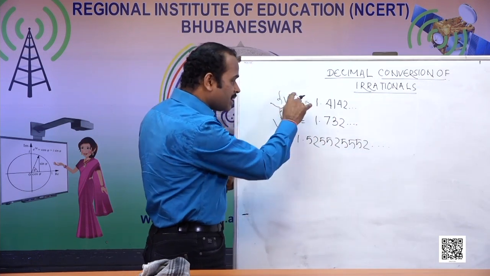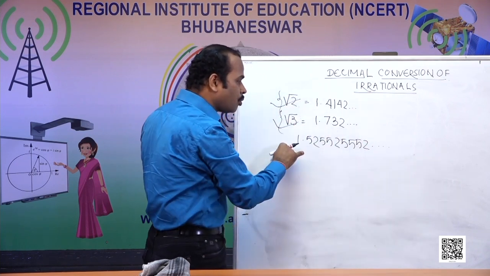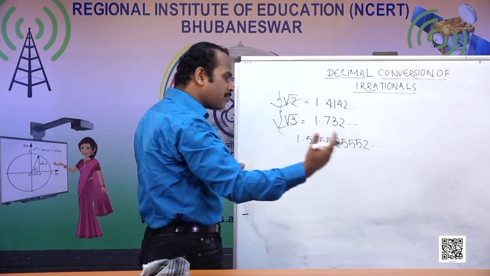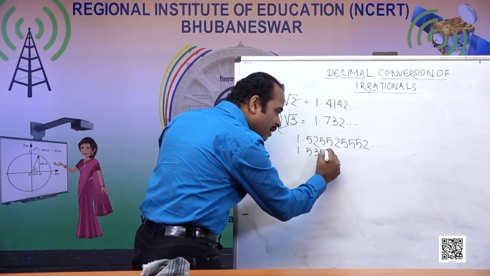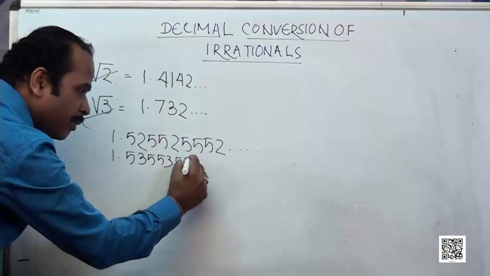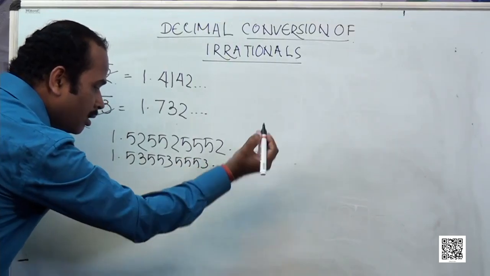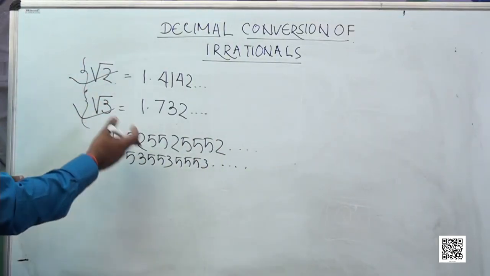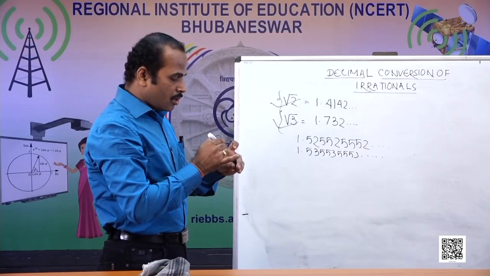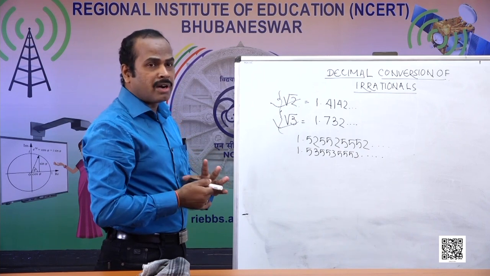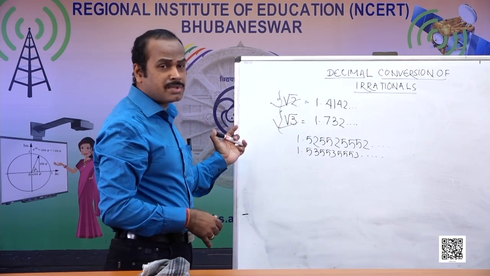I can find that this number lies between root 2 and root 3 also. I can create many more numbers like this. Suppose I write 1.53 and 553, 5553, and so on. So you can also create lots of numbers which lie between any two given irrational numbers. Okay, so how do we do the decimal conversion of these irrational numbers?